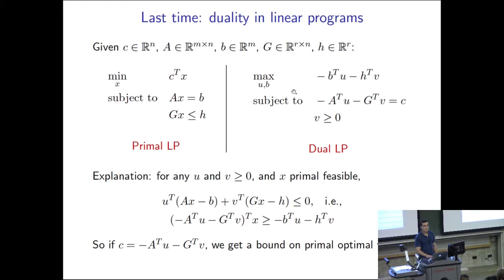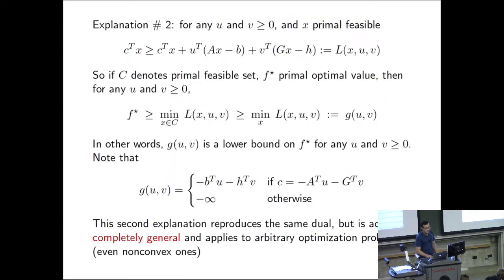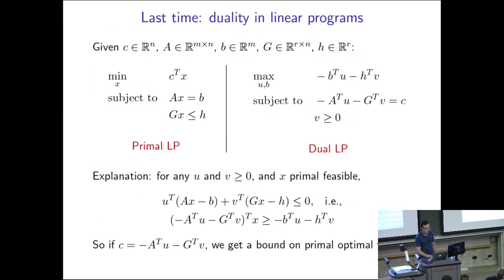Okay, so this was our explanation for LP duality. Here was the second explanation. Okay, and you're going to see why somehow the second explanation is important to have. Before we give it, let's think through what would happen if we tried the same strategy, but we had a nonlinear criterion.